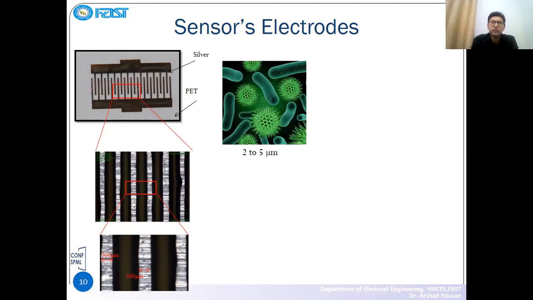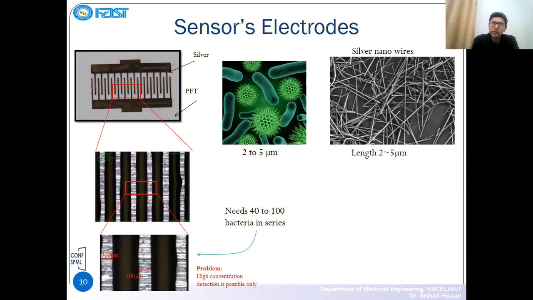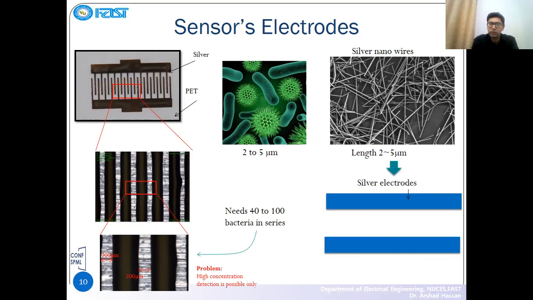Usually the size of the bacteria is 2 to 5 micrometers, so it means we need 40 to 100 bacteria in series to make the electrical connection, which is a very high concentration. To avoid this problem, we utilize silver nanowires, which have a typical length of 2 to 5 micrometers, and we deposited the silver nanowires on the surface of the interdigital electrodes. And you can see here we deposited the silver nanowires on the surface.